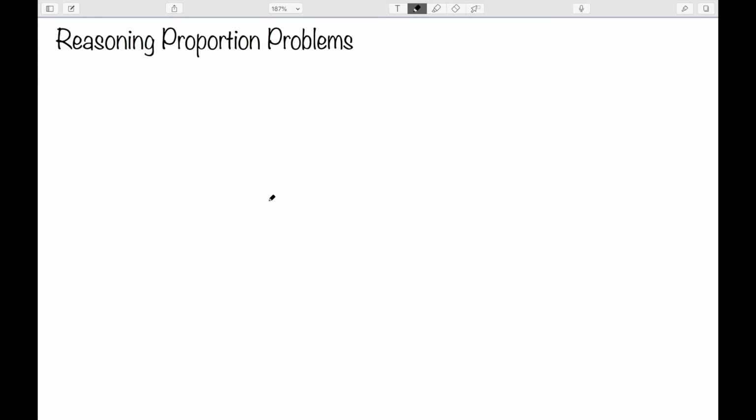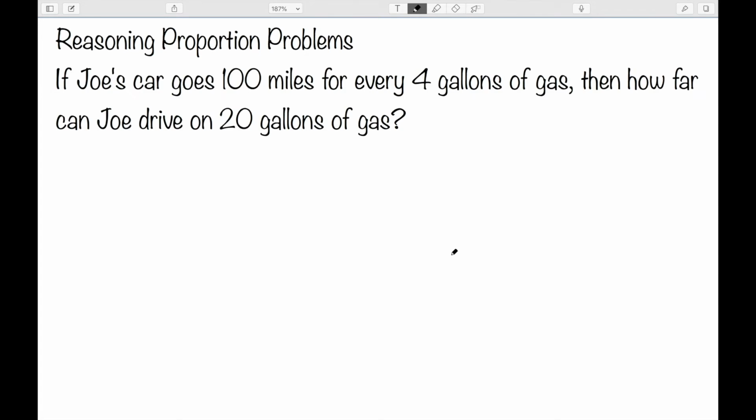So let's start with a basic problem. If Joe's car goes 100 miles for every 4 gallons of gas, then how far can Joe drive on 20 gallons of gas? Well, let's start by looking at how we might be able to solve this problem using a table.